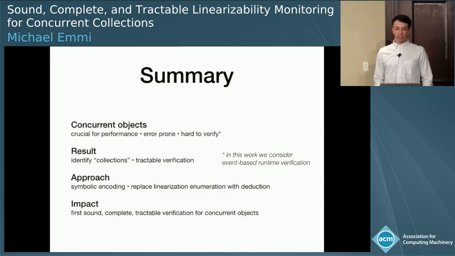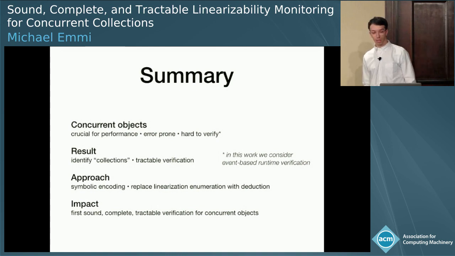So the basic result of our paper is we identify a certain class of collection abstract data types which admit tractable verification problems, despite the fact that for arbitrary abstract data types, checking correctness is intractable. Now, the approach that we're going to take is based on a symbolic encoding of the verification problem. Essentially, and I'll get into what this means as we go, it's going to replace an enumeration of linearizations, based on some kind of search through the space of all possible linearizations, with a more deductive style inference technique. The impact of this work is the first sound, complete, and tractable runtime verification algorithms for concurrent objects.